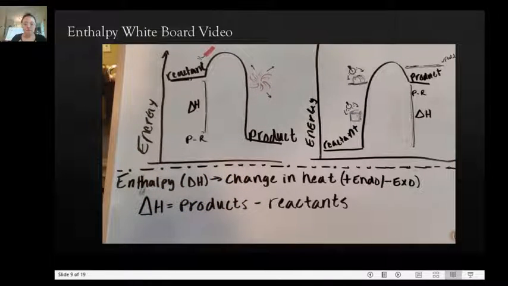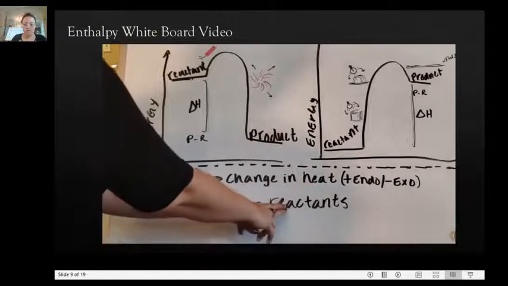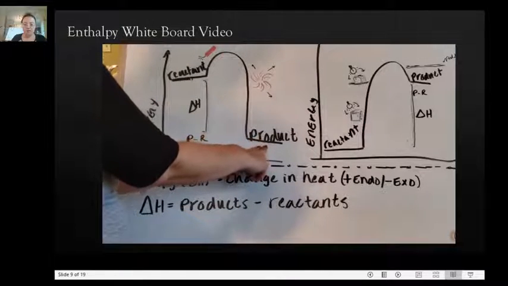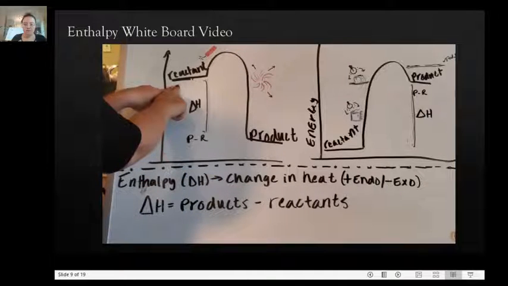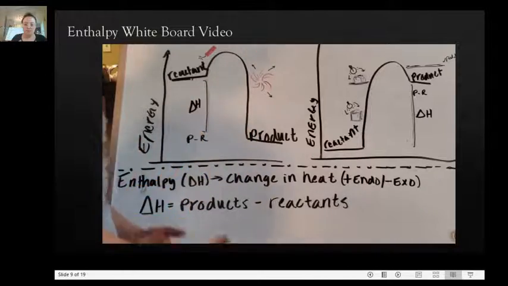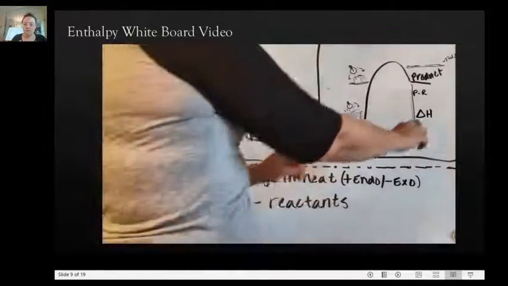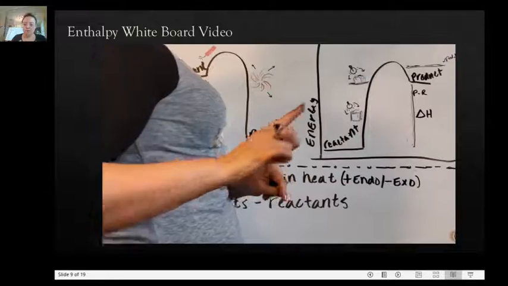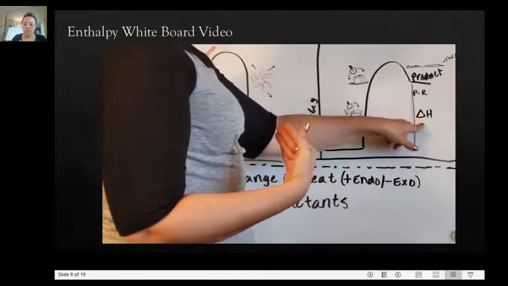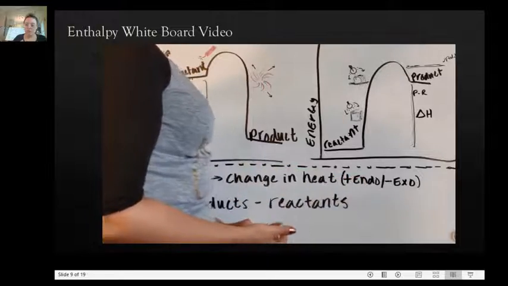So if we have a graph, we can solve for the enthalpy if we take the energy of the products minus the energy of the reactants. So on this side, if we take this small product number minus our large reactant energy, we're going to get a negative number. So this must be an exothermic graph. On this side, if we take our large product energy minus our small reactant energy, we're going to get a positive delta H, a positive enthalpy. So this must be the endothermic graph.